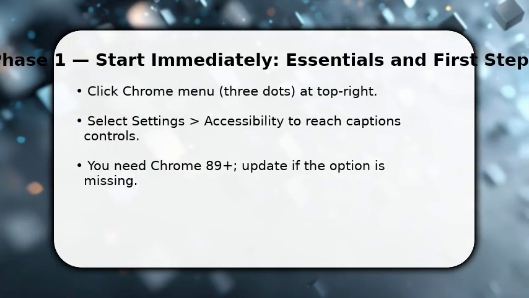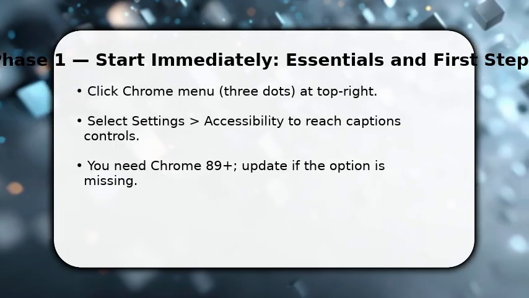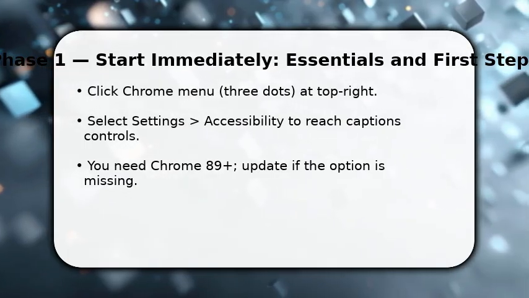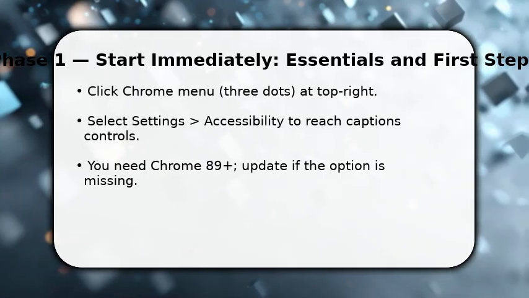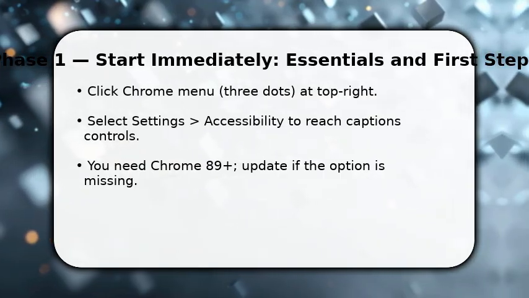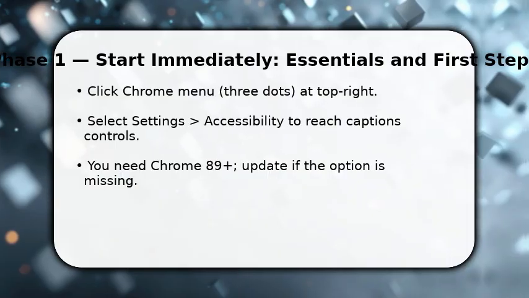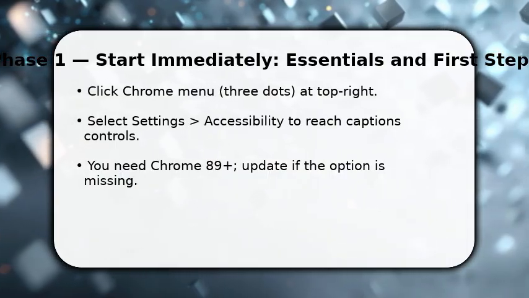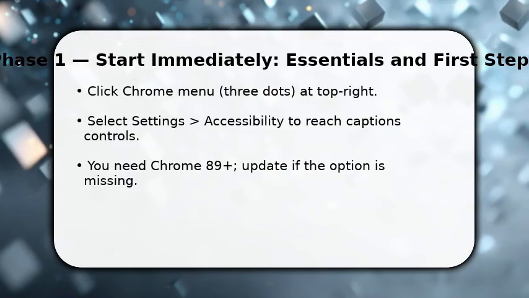You start by opening Chrome and going straight to Settings. Click the three dots at the top right. Once there, choose Accessibility. This is where Live Caption lives. You do this first because disabling captions from within Accessibility ensures system-level override.